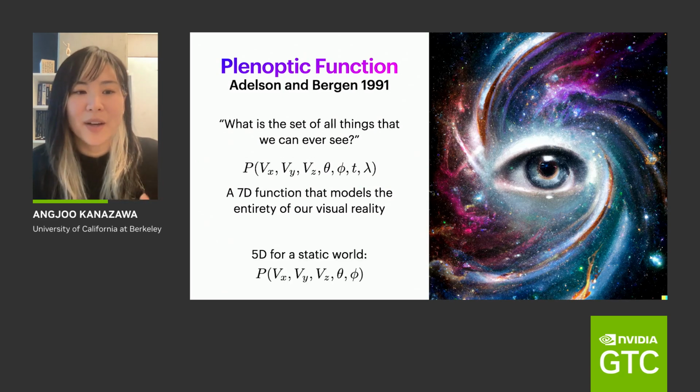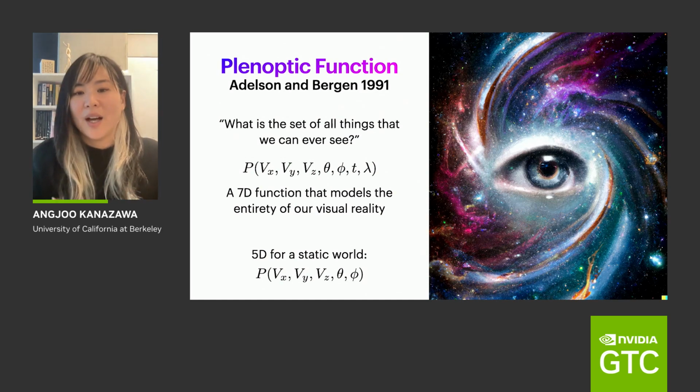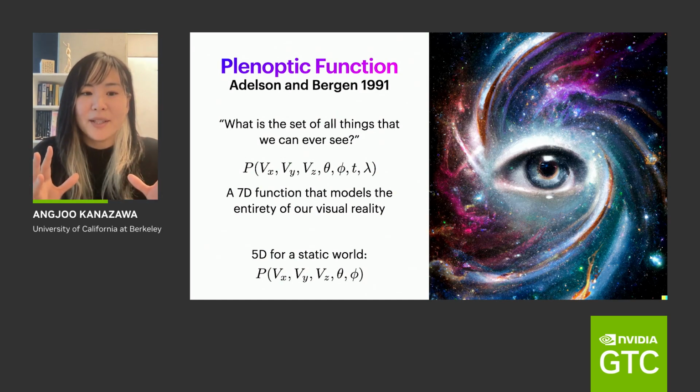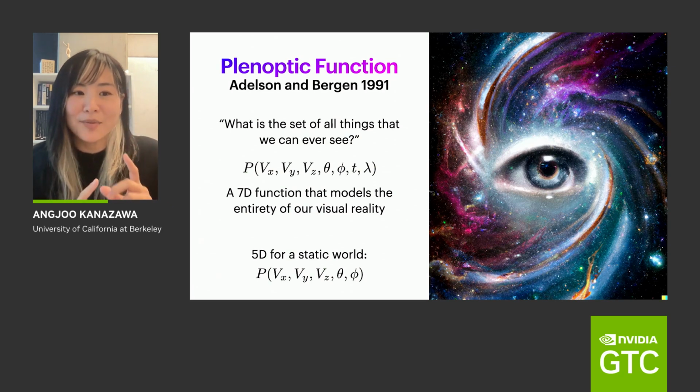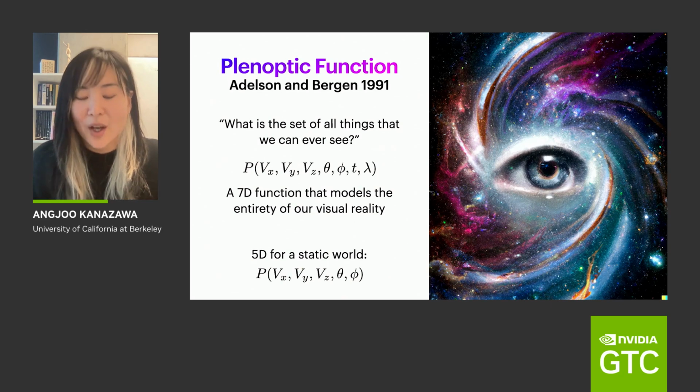Now let's simplify this function by getting rid of time and wavelength and making it into a static world that outputs RGB numbers. And so then you get this 5-dimensional function. And at this point, if you're familiar with NeRF, you might be like, oh, that looks familiar, because that looks like the function that the MLP takes inside NeRF, which is true.